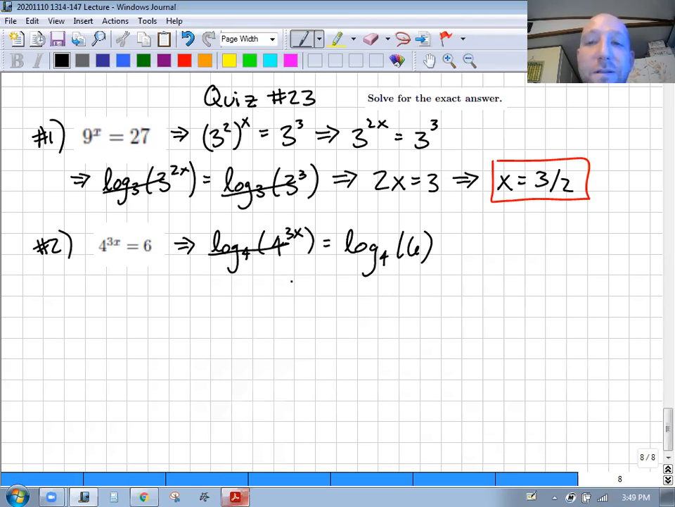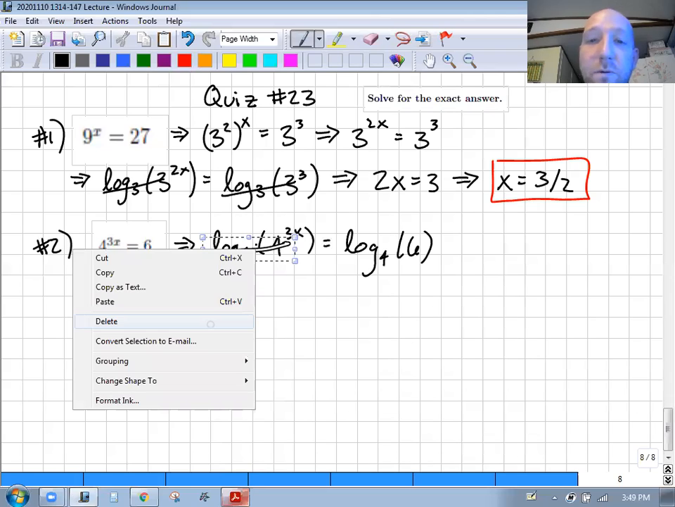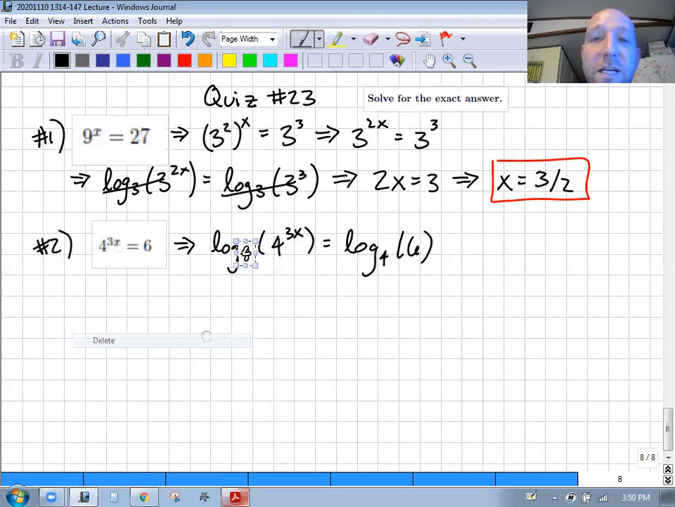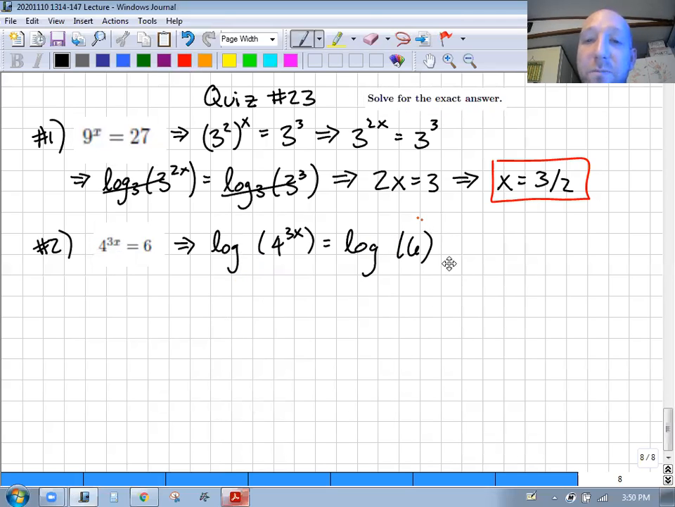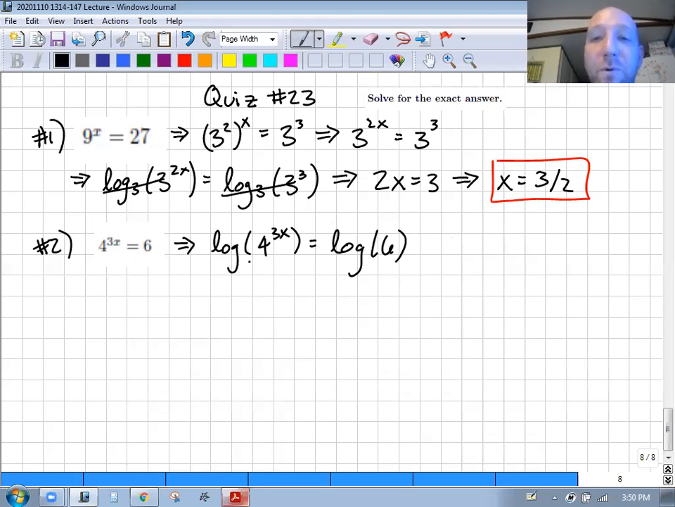But what we want is either a natural log or a log base 10. So let's just take log base 10, or the common log, because that's a button on the calculator. Not that we're going to use it, but remember what we learned about exponents and logs? You could take the exponent and put it out front. That's the way they work. And you can do that with any log whatsoever. We could do the natural log here. It doesn't matter. So what we can do now is bring this 3x out.